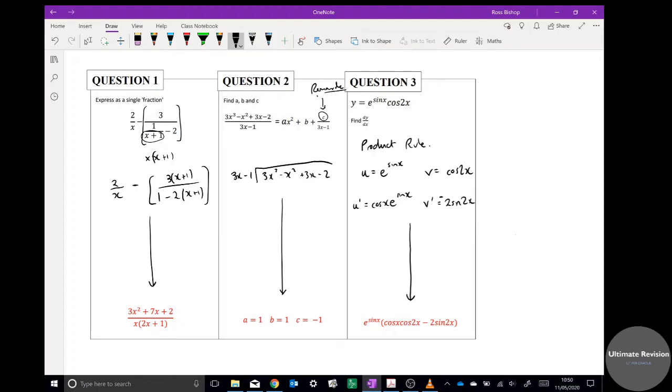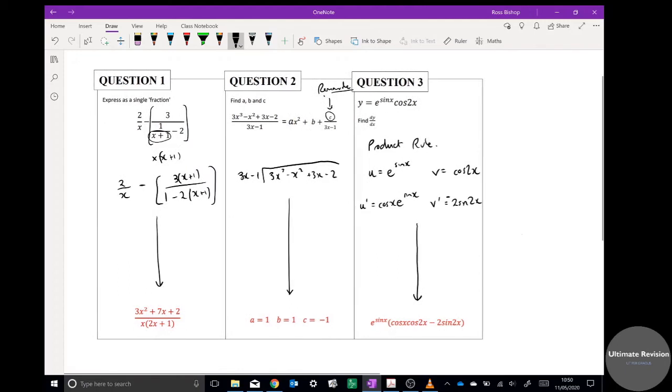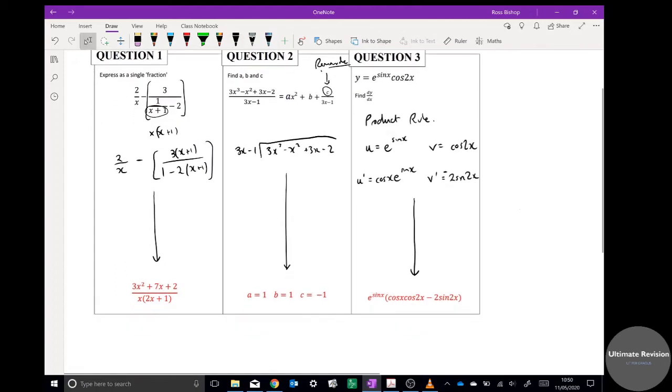So just take a bit of time, guys, on that. It's important that you do that slowly. Make sure you understand what's going on for those questions there. All good revision. Okay.